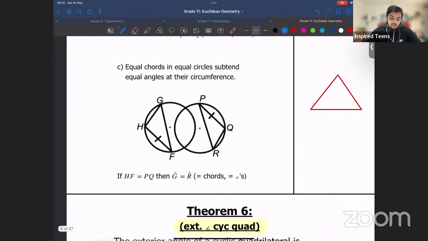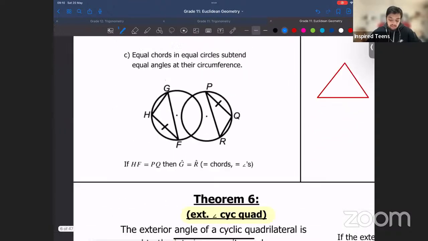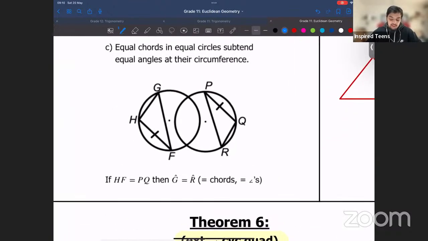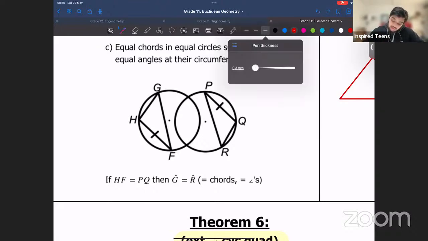Okay, and then let's have a look at this. Equal chords in equal circles subtend equal angles at their circumference. Okay, so basically all this is saying is that if we have two identical circles, we also kind of discussed this concept before, right? If we have two equal circles, and then equal chords inside of equal circles, so let's just say this here.